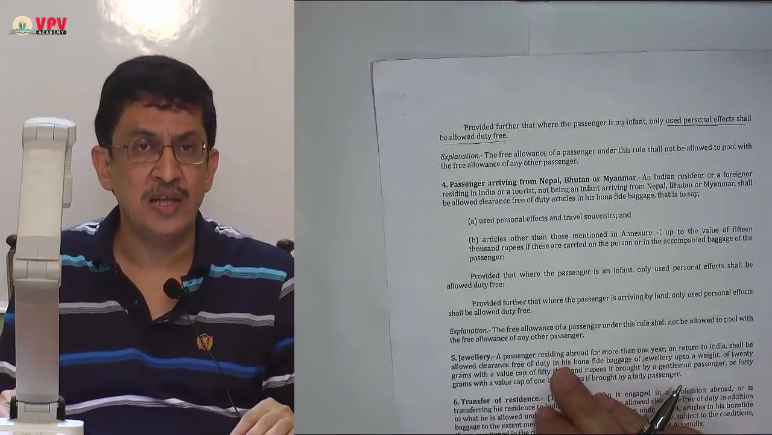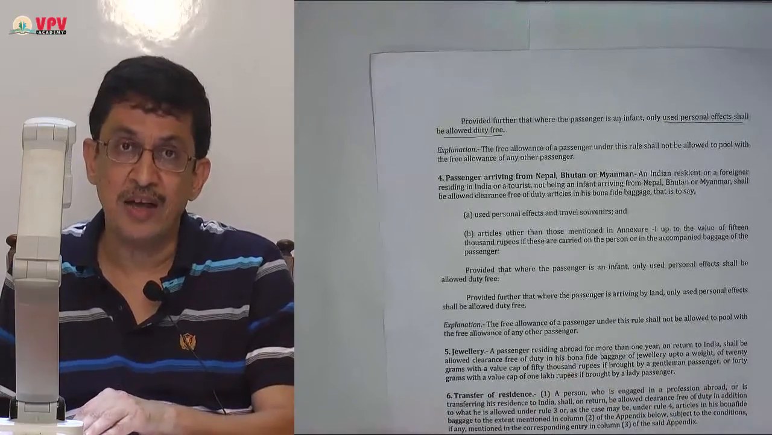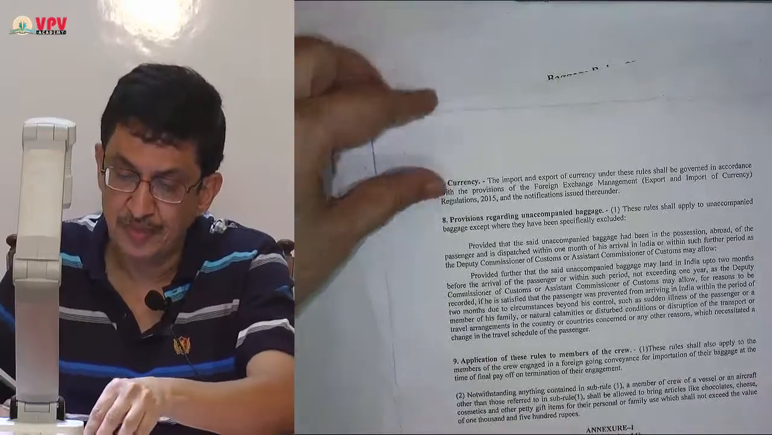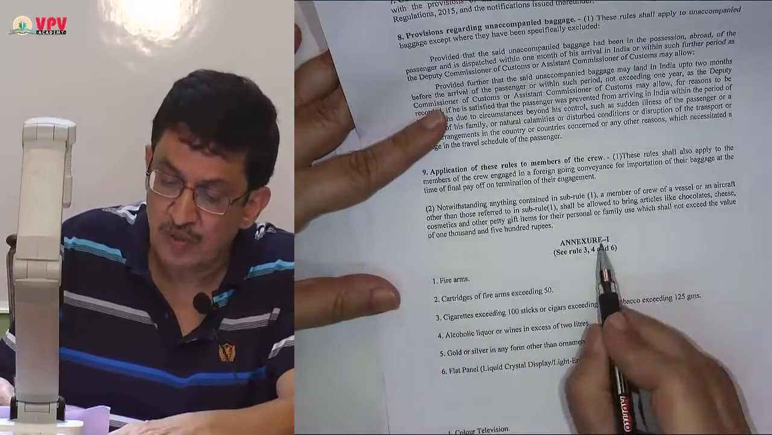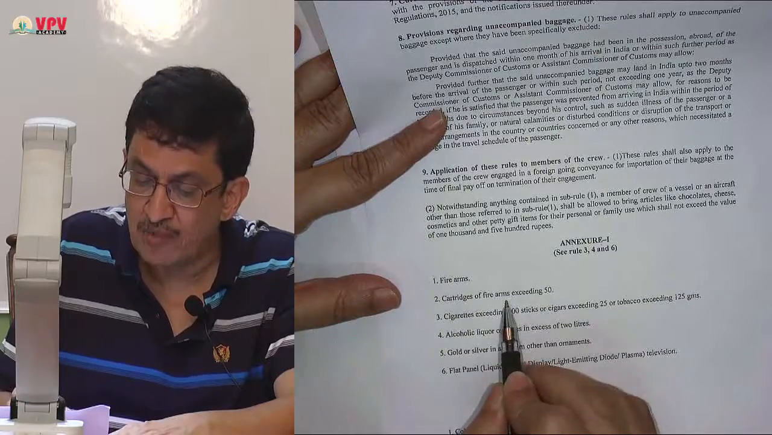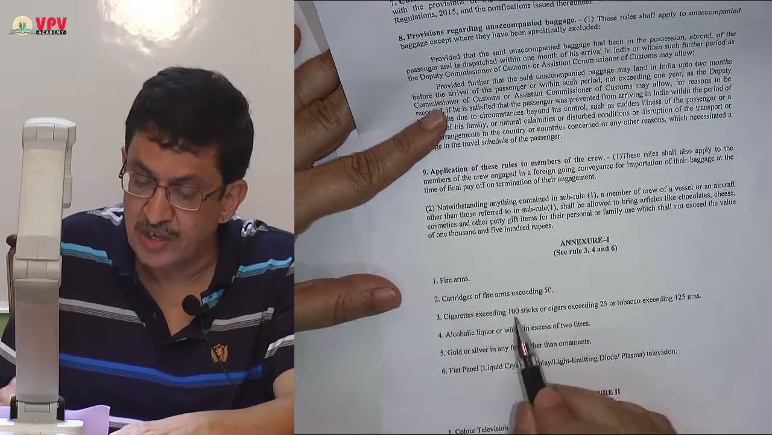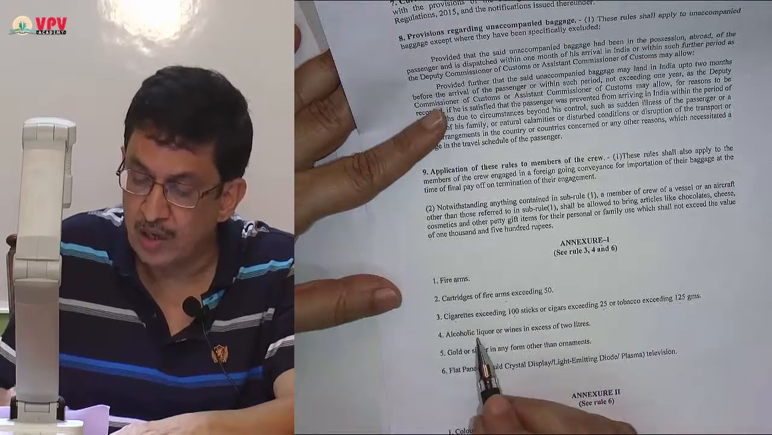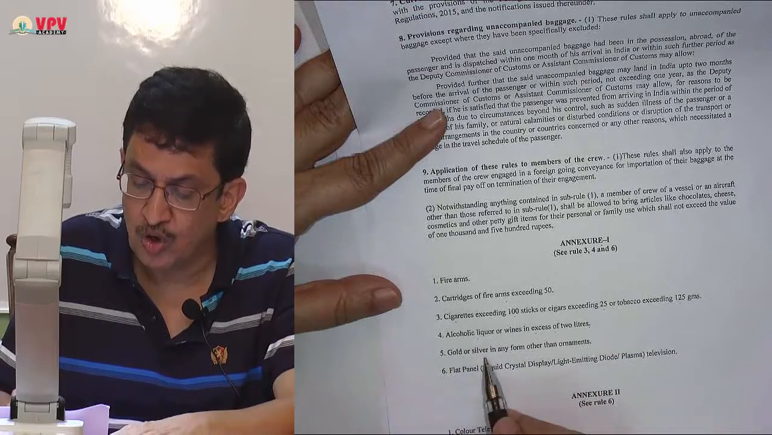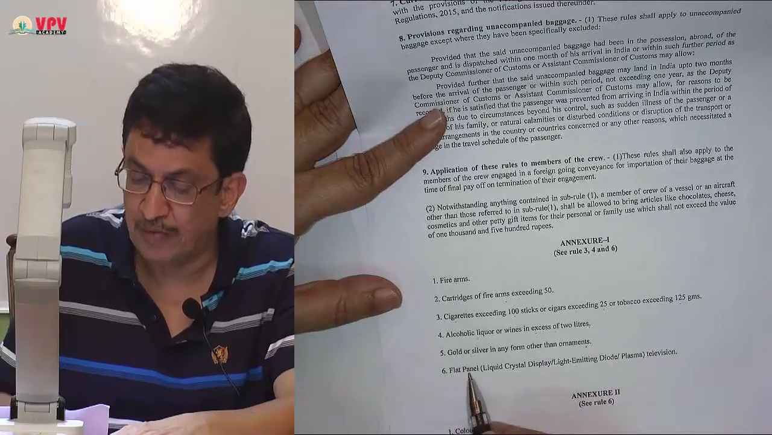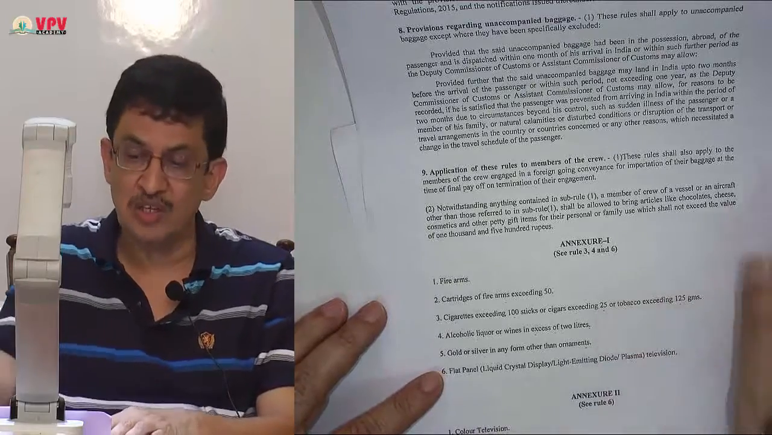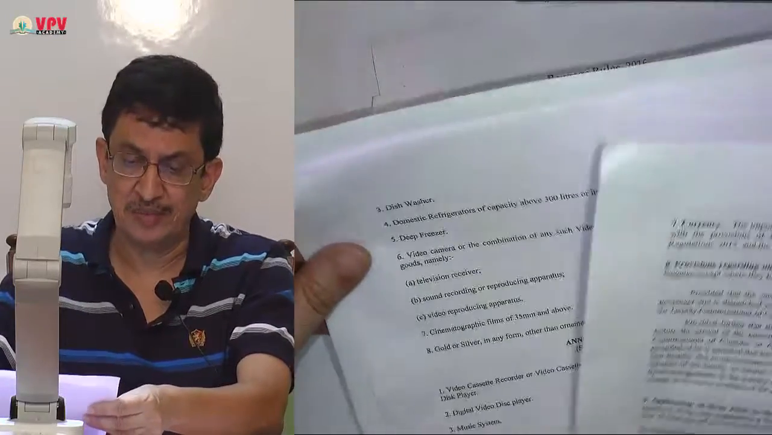Before we study anything else, let us try to understand Annexure 1. In Annexure 1, there is no amendment. The way we have studied in the classroom, the same Annexure 1 is still there. What is Annexure 1? Firearms, cartridges of firearms exceeding 50, cigarettes exceeding 100 sticks or cigars exceeding 25 or tobacco exceeding 125, alcoholic liquor or wine in excess of 2 liters, gold or silver in any form other than ornaments, flat panel TV. This is Annexure 1. These goods can never enter GFA. There is no amendment in that.